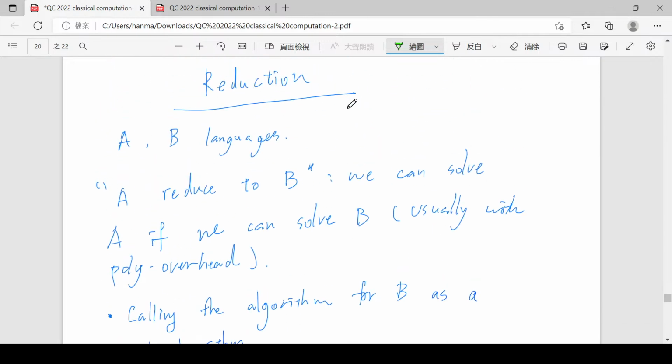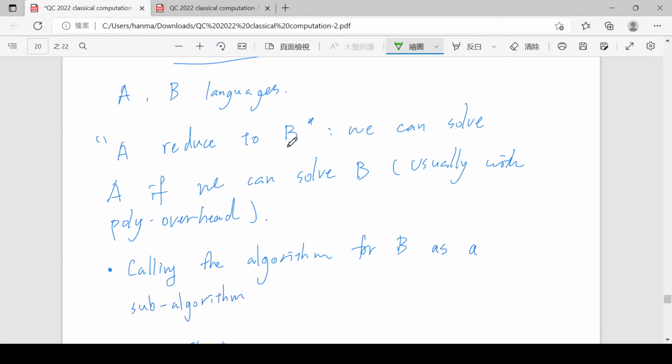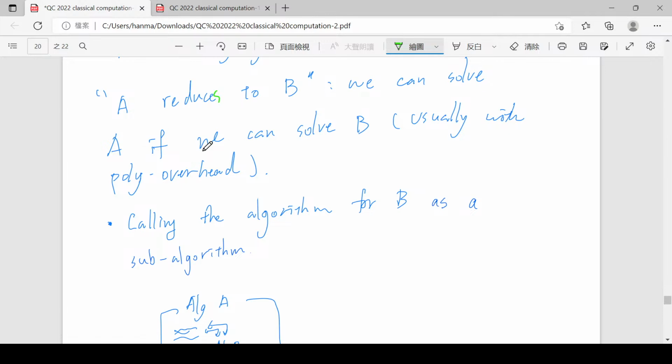And reduction is a very useful technique, both practically and theoretically. So in theoretical terms, we have two different languages, A and B. So they are encoding different problems. And we say A reduces to B, means that we can solve A if we can solve B. And usually that means that we can have some polynomial time overhead, because we think everything in P is cheap.